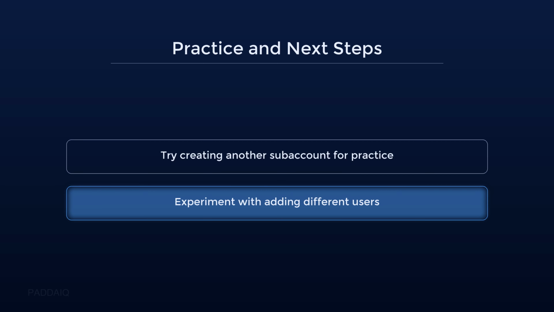Experiment with adding different users. This means you should practice assigning various roles and permissions to test how access controls work in SAP BTP. For instance, try giving a developer access to only certain development tools while restricting administrative functions. Practicing this ensures you can confidently manage user security in real projects.